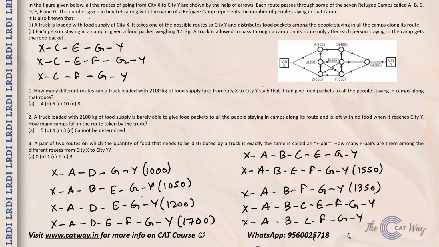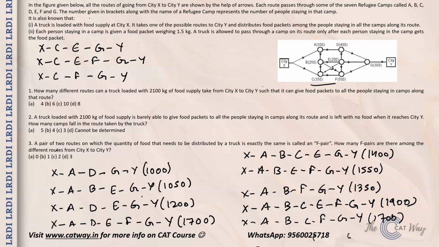Then what is the next possibility that you have? XABC, okay, XABC and EGY. Okay, BC, where we have written XABCEGY, so this one will take care of 1400 people, whereas XABCEFGY will take care of 1900 people, right? This we are just summing it up. Okay. Then you have XABC and FGY, so that will take care of 1700 people.